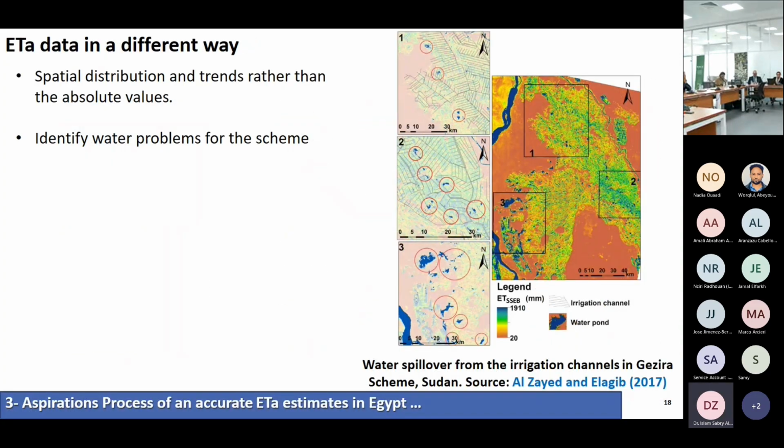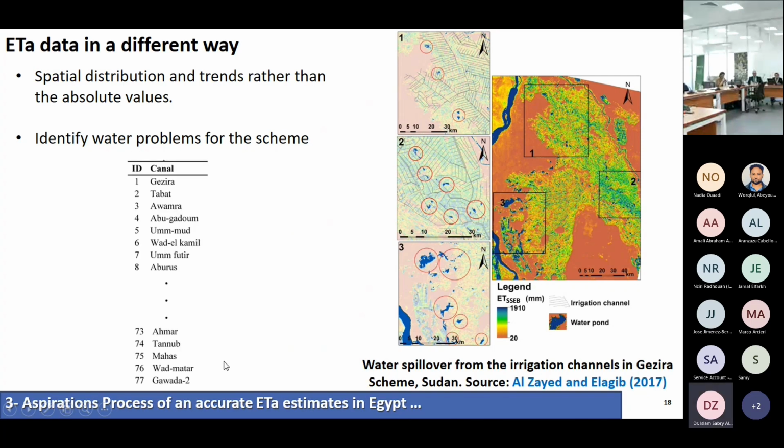Also, we can use actual evapotranspiration in a different way. We can get the spatial distribution and the trends rather than using the absolute values. And in this case, we have identified water problems for the schemes. We have identified around 80 irrigation channels with water spillover in the Gezira scheme.